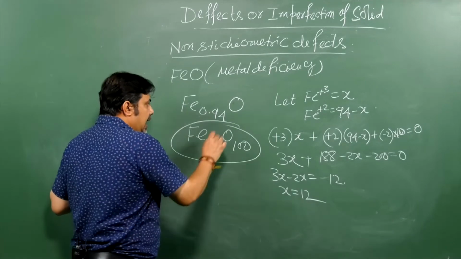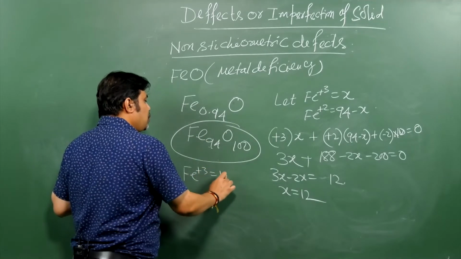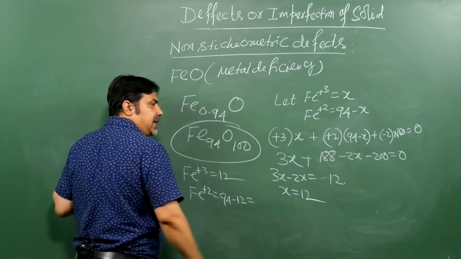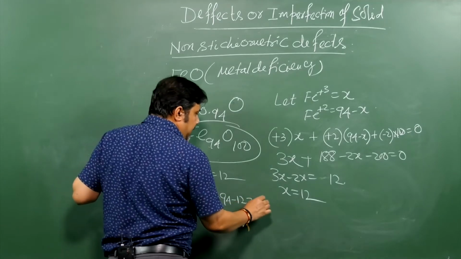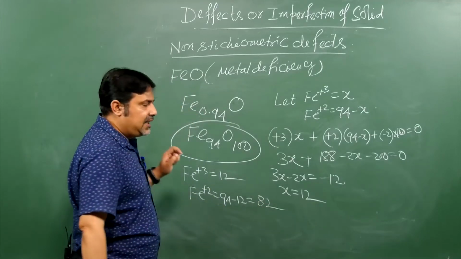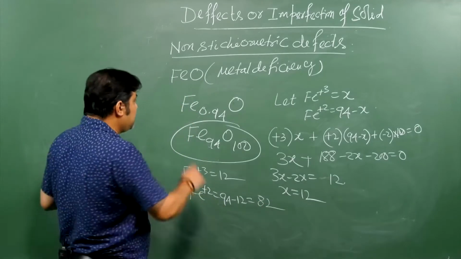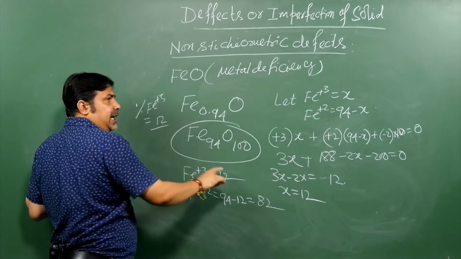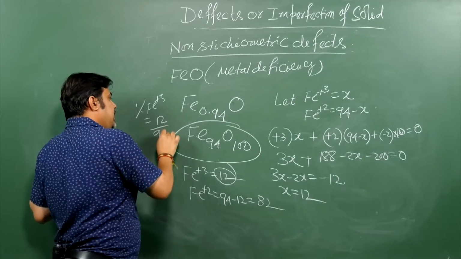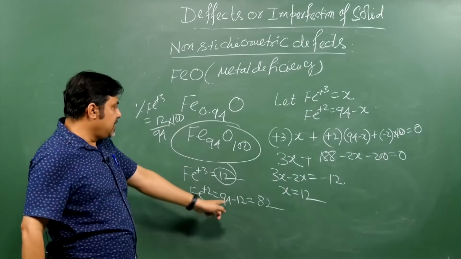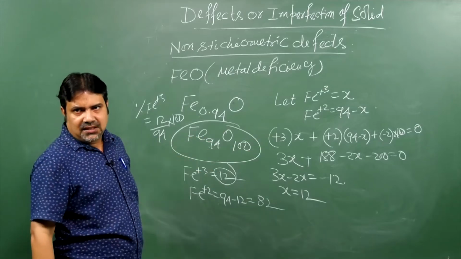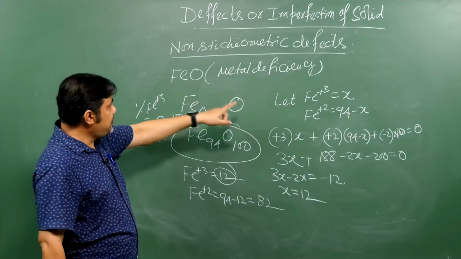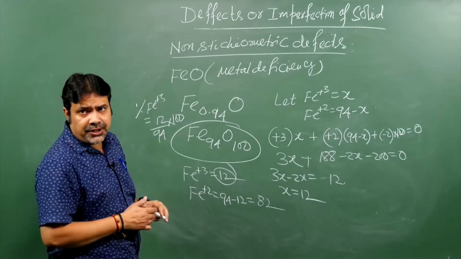So iron +3 is 12, and then iron +2 will be 94 minus 12, which is 82. If they ask the percentage of iron +3, it will be 12 by 94 into 100. If they ask the percentage of iron +2, it is 82 by 94 into 100. Like that they can ask. This type of problem you have to proceed with. And this is metal deficiency, which is a non-stoichiometric defect.